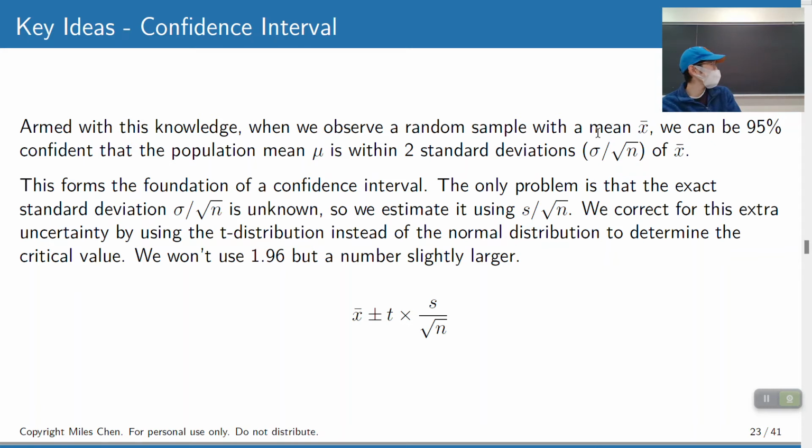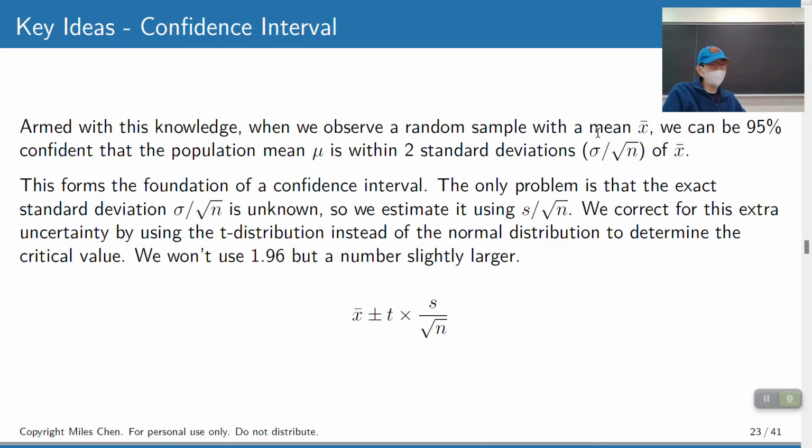And so we say, I'm 95% confident that the population mean mu is within 2 standard errors of the sample mean x bar. And in this case, the population mean mu is a fixed value. There's no uncertainty. It's either in your interval or it's not. We can only be 95% confident that it's in our interval.